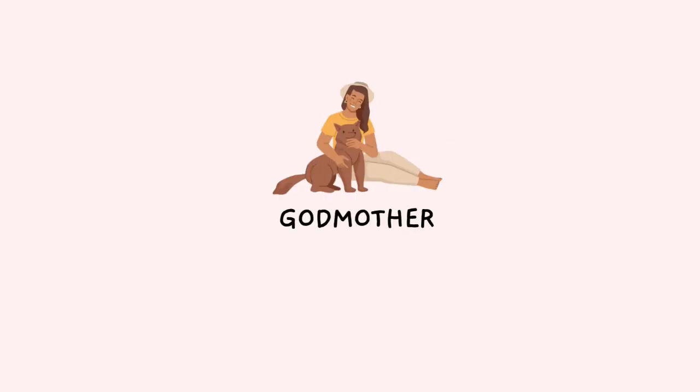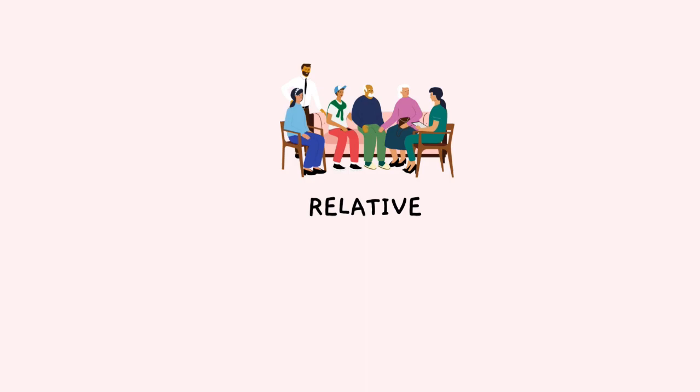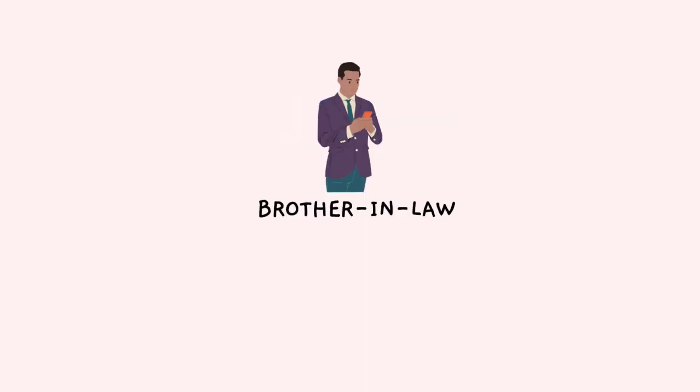Okay, next one. What is godmother in Cebuano or in Bisaya? Okay, two terms as well. Ninang or maninay. What is relative? There are two terms actually. Relative is pariente or kadugo. Next one. Brother-in-law. What is brother-in-law in Cebuano? Brother-in-law is bayaw.